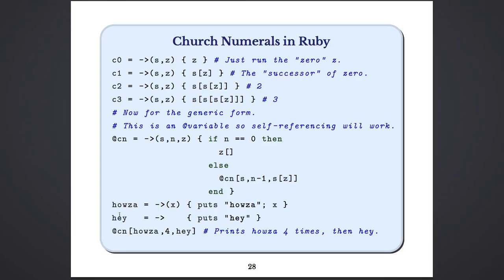So if you have these two functions, and we're going to use the hausa as the successor function, and you have this hey as the zero function, you're going to get printed to your screen, hausa, hausa, hausa, hausa, hey, if you call that. And that actually works. It prints them four times, then brings it down and prints the last one, and then it's done. So it's an inherent loop because it's basically unrolling from the ifs.